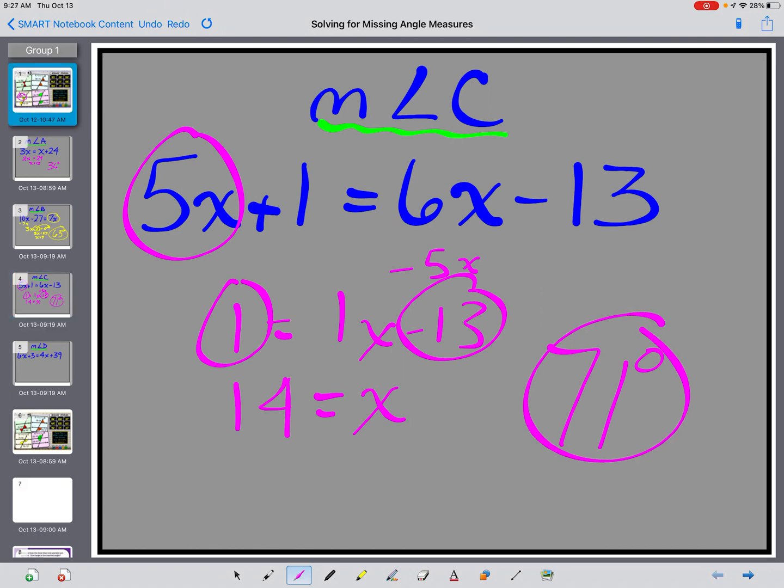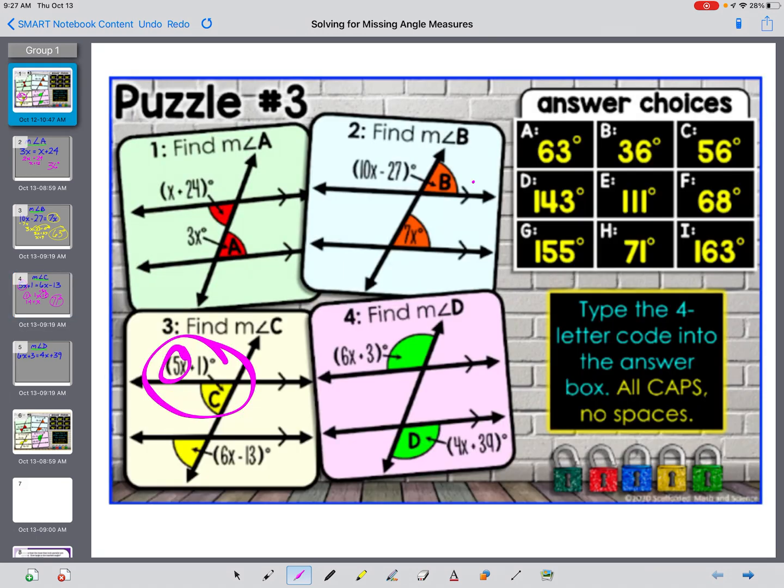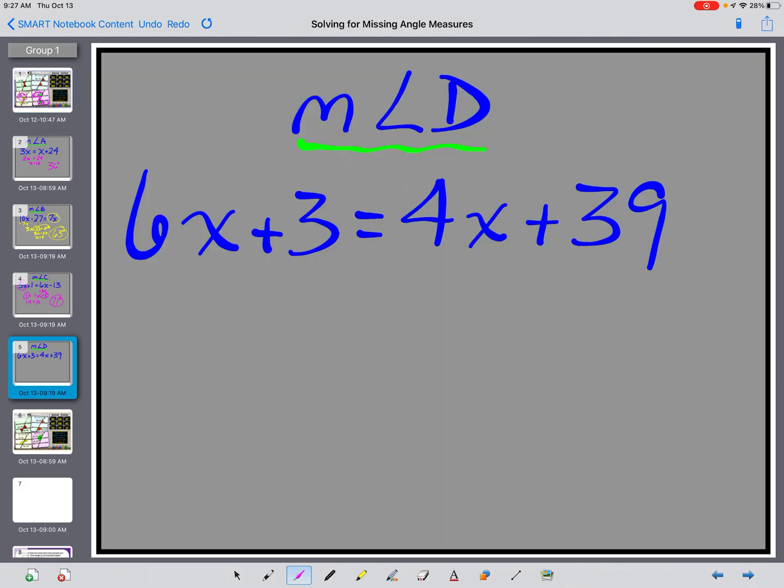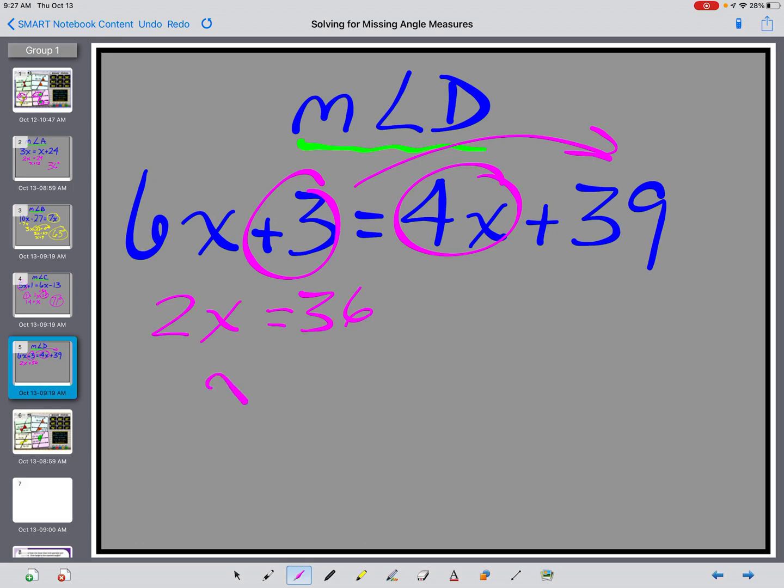And finally, in D, this one, we see that this angle here is going to be corresponding with this one, which is vertical to this guy. And so that makes them equal. So we'll set the equation up. 6x plus 3 equals 4x plus 39. Do the math. Okay, I'll move the 4x here. That's going to be 2x. I'll move the 3 here. That's going to be equal to 36. That's going to give us x equals 18.